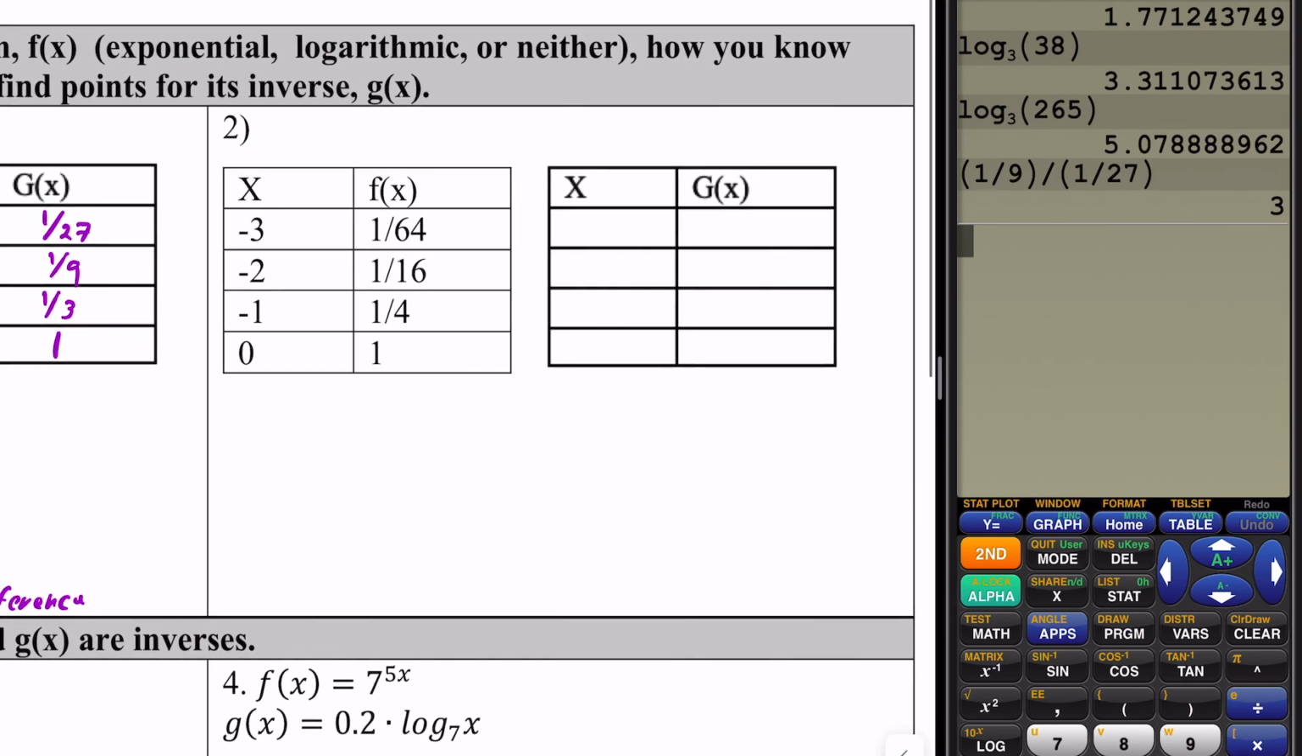I'll jump to problem number 2 here. Again, I just start looking and I can tell these are going up by 1, up by 1. So now our x's are growing with a common difference. And this looks like times 4, and 1/4 times 4 is 1. So this one is exponential.